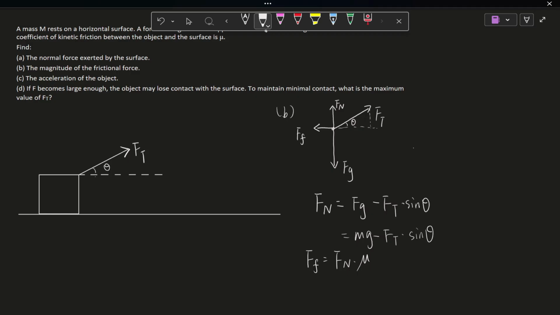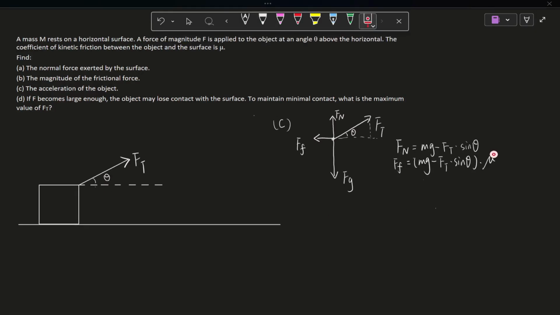So now let's just plug the expression of Fn into the friction force formula and find Ff. So Ff is simply equal to mg minus Ft times sine theta, times mu. Simple.